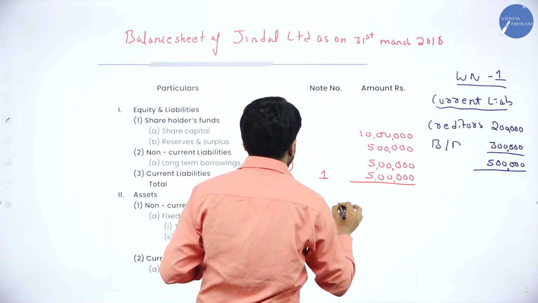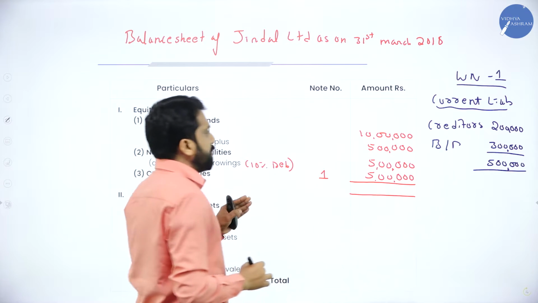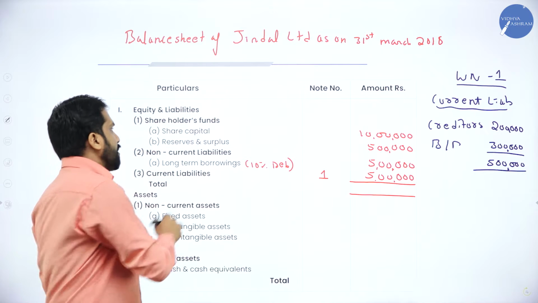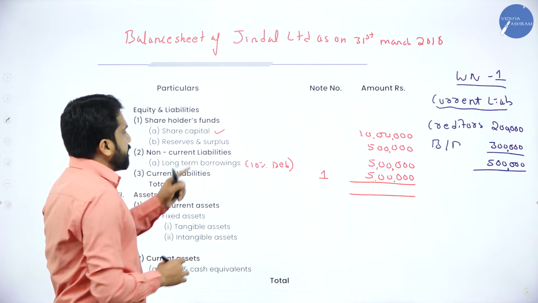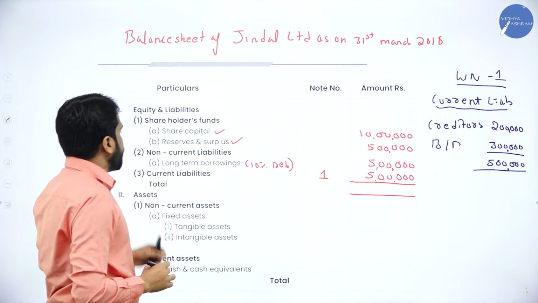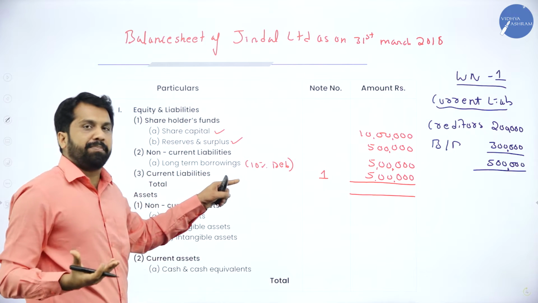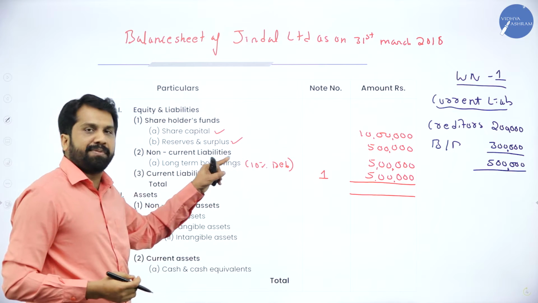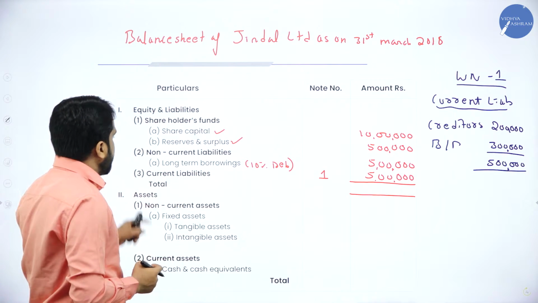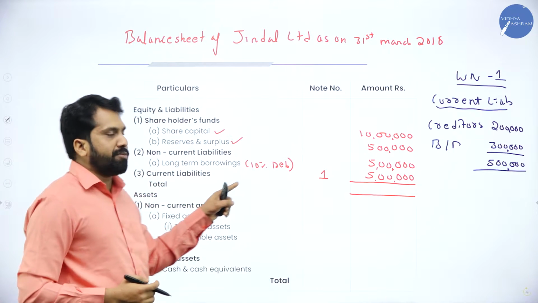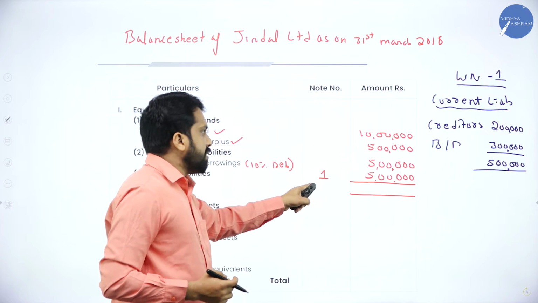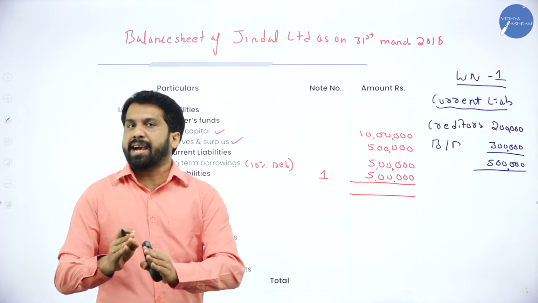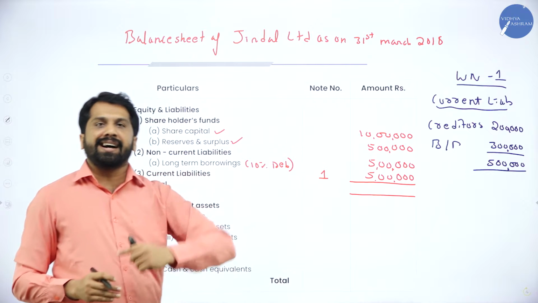So your first part is done. Any doubt in this? We have taken share capital as per the question, reserve and surplus as per the question. Long-term borrowings, 10% debentures, we call it long-term borrowings. We have taken as per the question. Next one, current liabilities, we have done the working note. As per working note, we got how much? 5 lakh, and we have written 5 lakh. Your liability side is over. Now we'll move to assets.